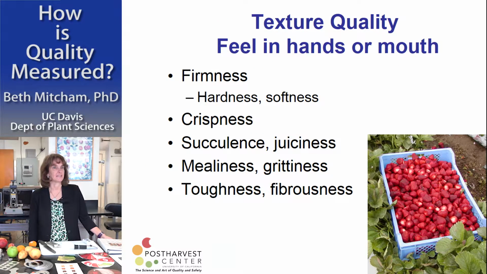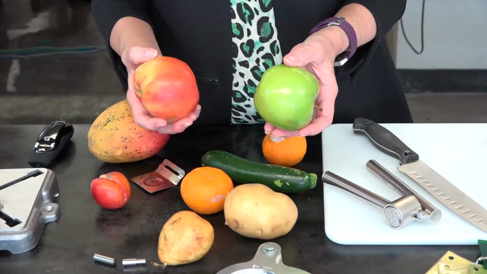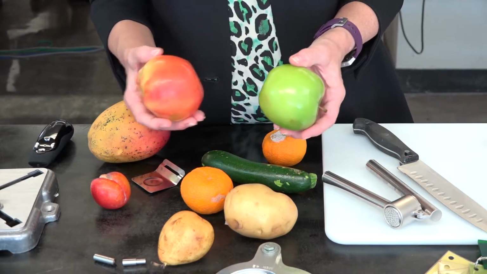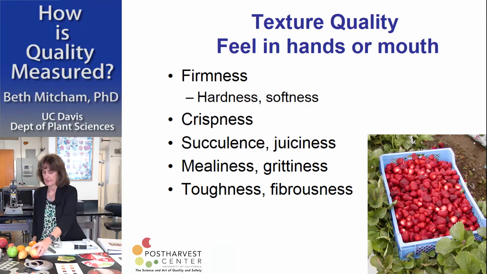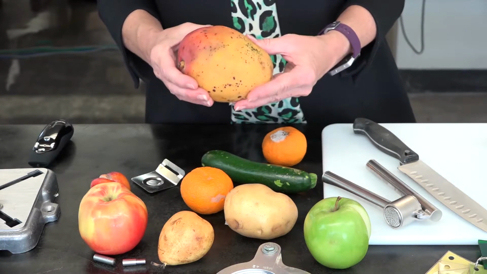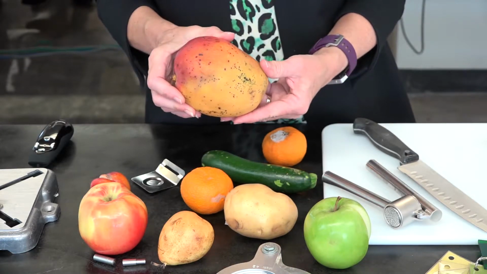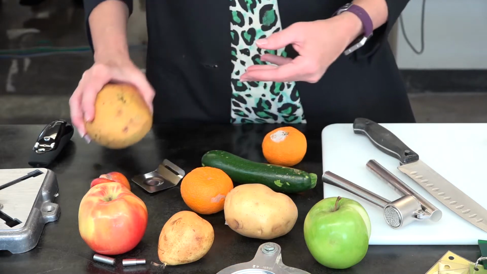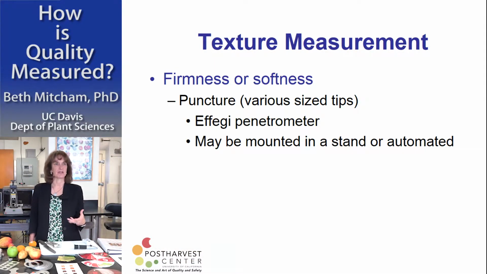So in terms of texture quality, again, there's lots of different ways that we describe the texture. And in some ways, it depends on the product. So for example, for apples, we want an apple to be crisp, not mealy or soft. But with a mango, we would want a mango to be creamy, not fibrous, right? So there's lots of different kinds of texture depending on the product. And so in terms of measuring texture quality, one of the most common ways is to use a penetrometer if you want to measure firmness or softness.